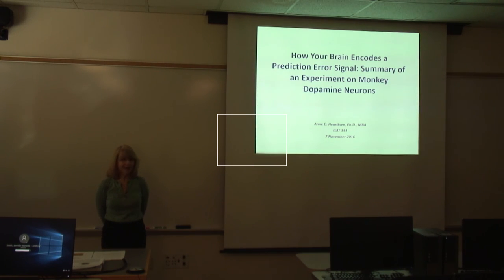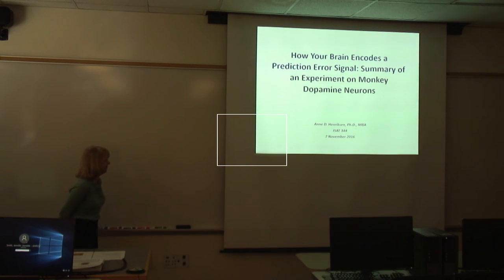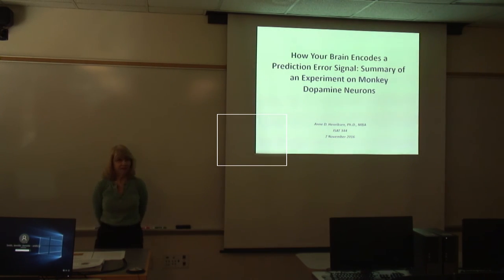The longer they waited, the bigger, and I don't know why monkeys like water so much, but somehow milliliters of water was their reward. The longer they waited, the more milliliters of water they got, but if they waited too long, they didn't get any water at all. And monkeys are pretty smart. They figure this out pretty quickly.